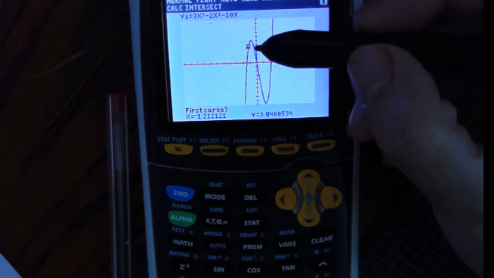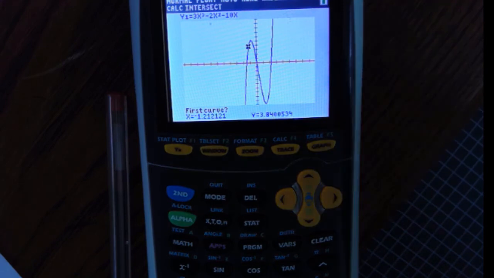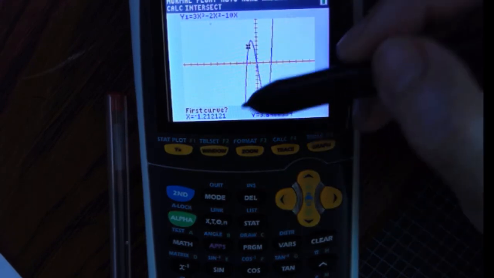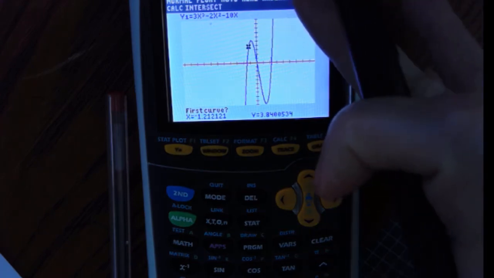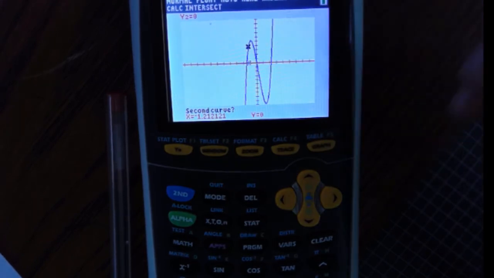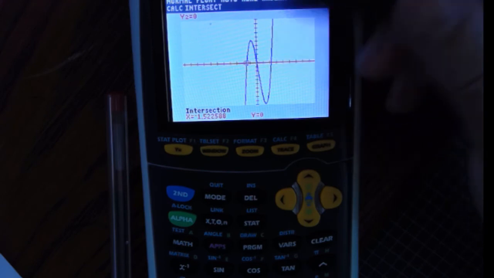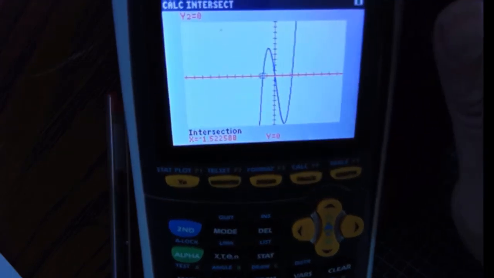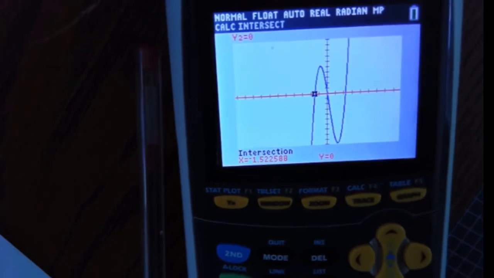Then the calculator is picking its own curves. The first curve, it says the first curve, so the blinking thingy came on the blue. So that's my first curve. When you hit enter, it moves to the second one, which is the red one. Again, we hit enter, we don't do anything. And it says guess. After guess, you enter one more time, and it's going to give me my point of intersection. In this case, the point of intersection is -1.5225.